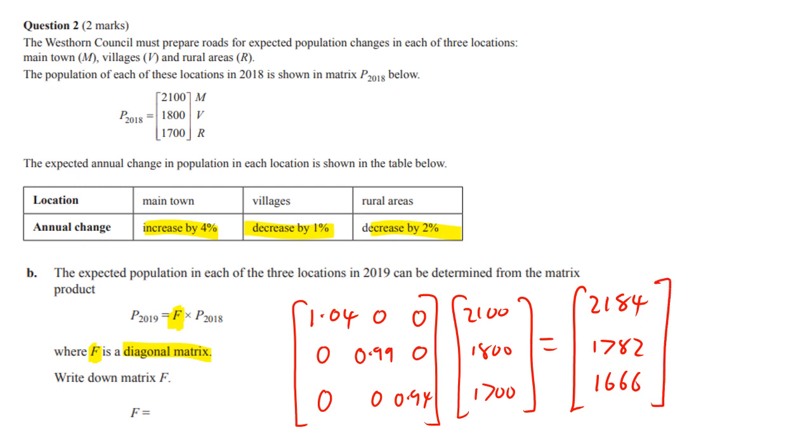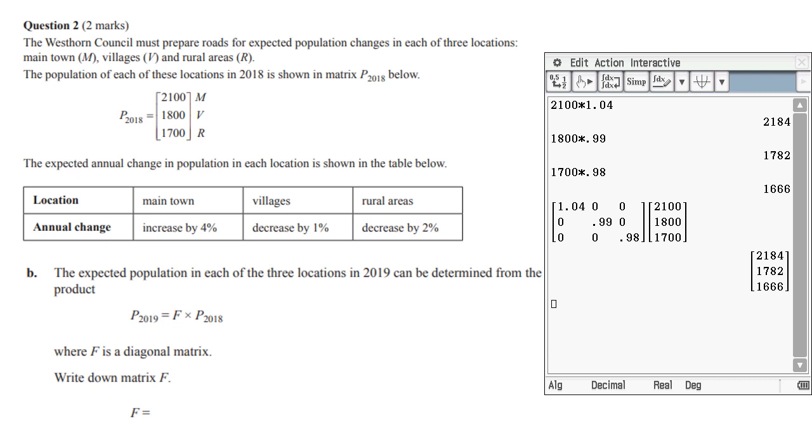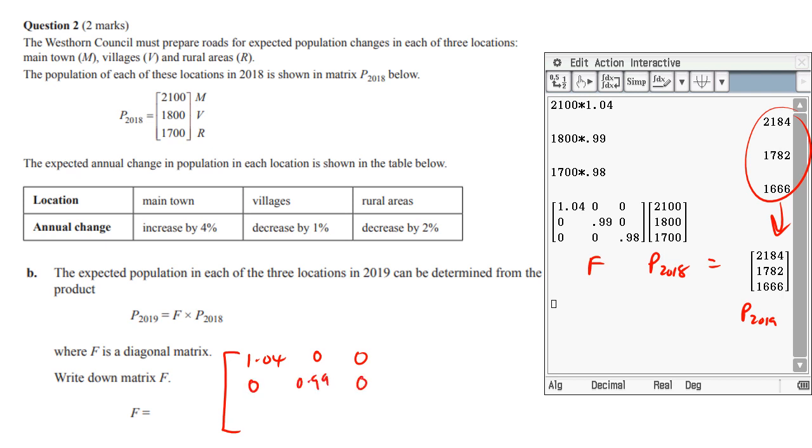If that doesn't work on your calculator, then you've done something wrong, and you'll know that. And there, just to prove that this does work, here's your F. Here's your P 2018, and that does equal P 2019, which is the values we worked out up here before. So F does in fact equal 1.04, 0, 0, 0, 0.99, 0, 0, 0, 0.98. Please make sure you put those zeros in. You don't have to do them on the calculator, but you do have to do them in real life.